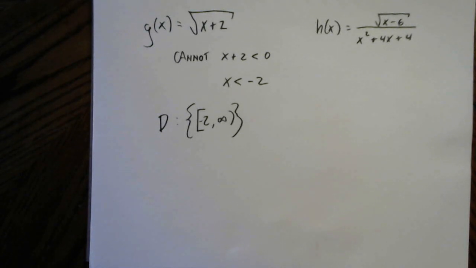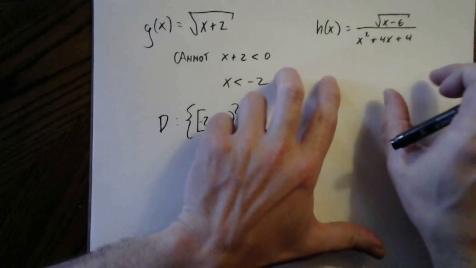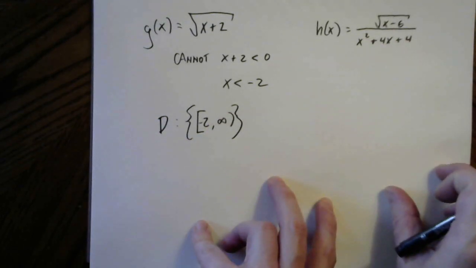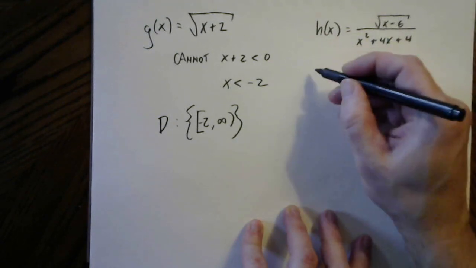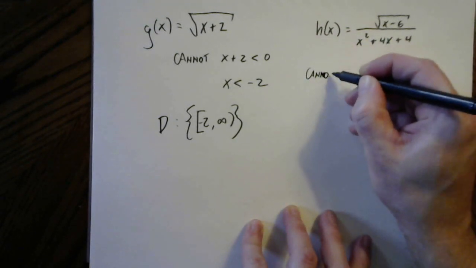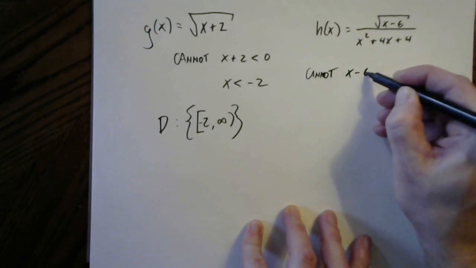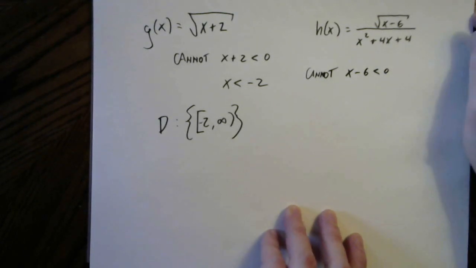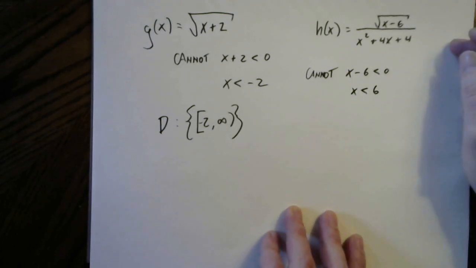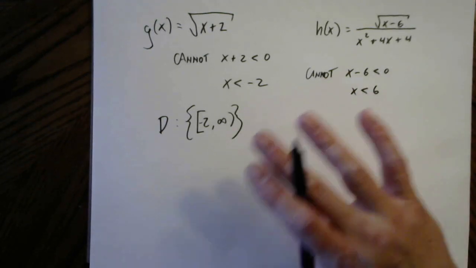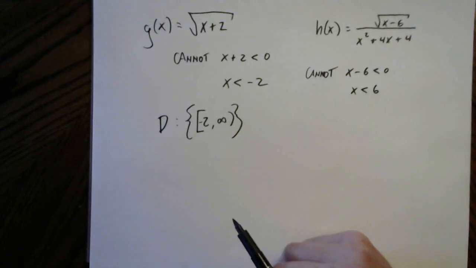So why is this a little bit more involved? Because we have multiple issues. So we're going to address each issue individually, and then we're going to get rid of all the bad apples. So the first, I'll do this because it's side by side. There's a root. I can't allow what's under that root to be negative. So I cannot allow x to be less than 6. Okay, so everything less than 6 is gone, right?